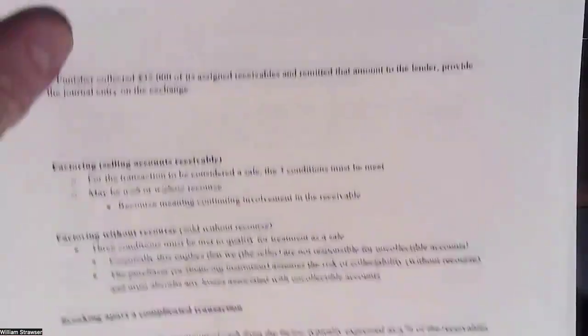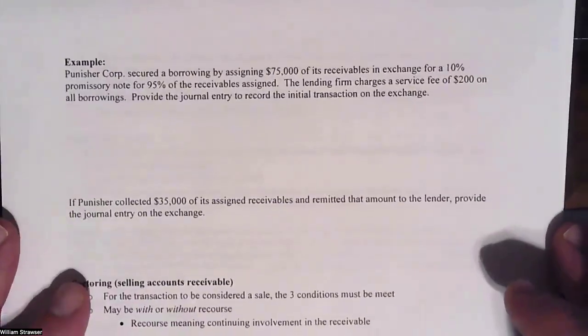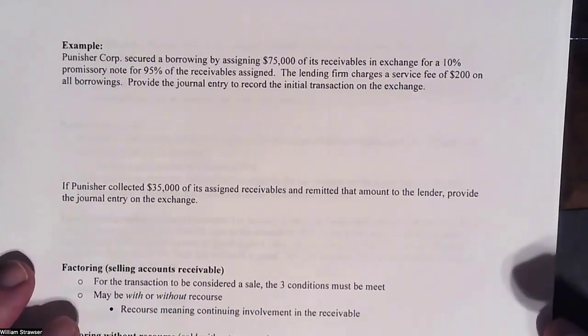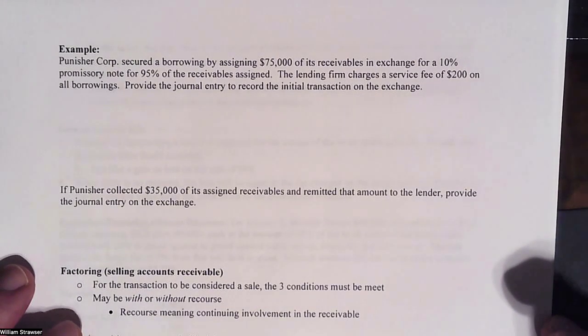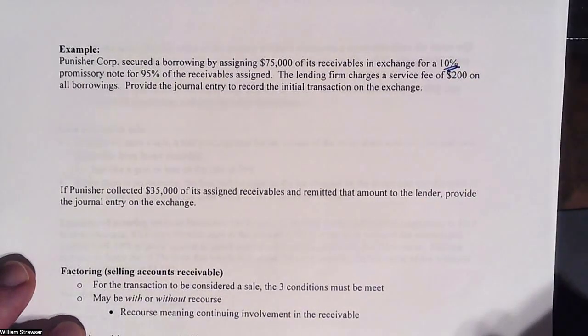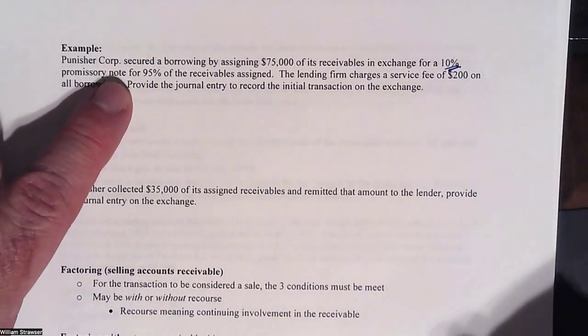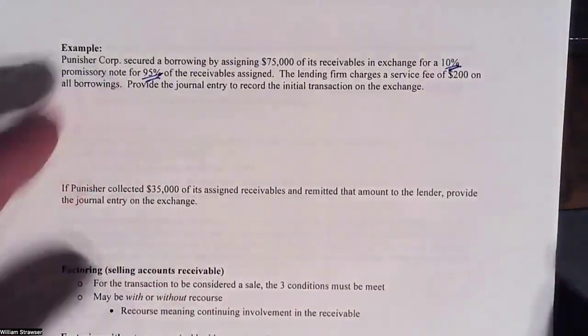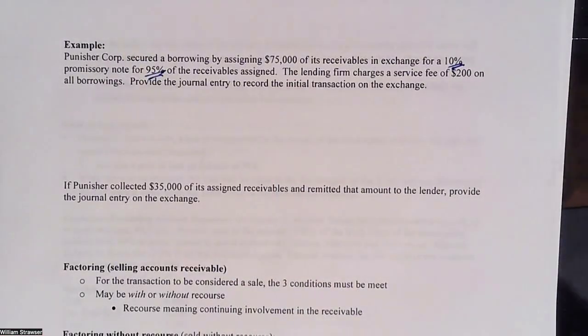So let's look at one more example of this. Punisher secured a borrowing by assigning $75,000 of its receivables in exchange for a 10% promissory note. So instead of 12%, this one has a 10% annual rate and 95% of the receivables assigned. So it only got 95% of the total that it assigned. The lending firm is charging a fee of $200 on all borrowings. So let's record the initial entry here.